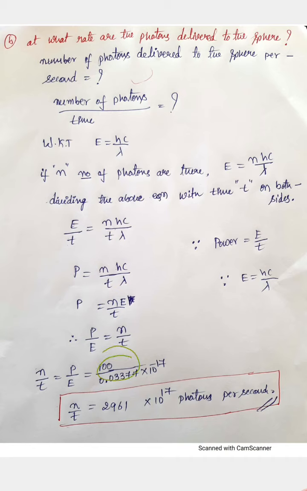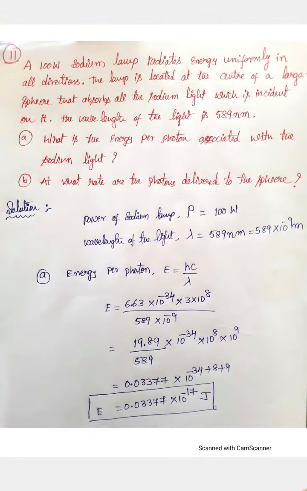Have they given the power value? Yes, in the given question, they have given the power value. Check that one. What is the power value here? Power of the sodium lamp is equal to 100 watt. They have given it here, substitute that one. And already we have calculated the energy also, that is equal to 0.03377 into 10 to the power minus 17.